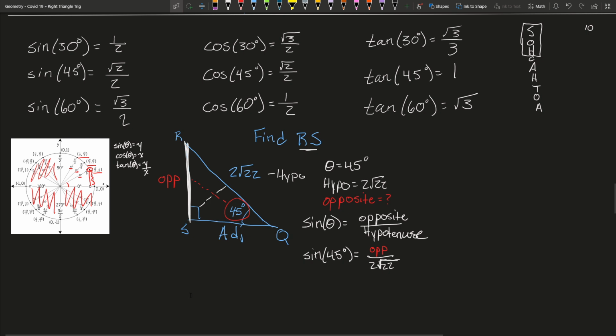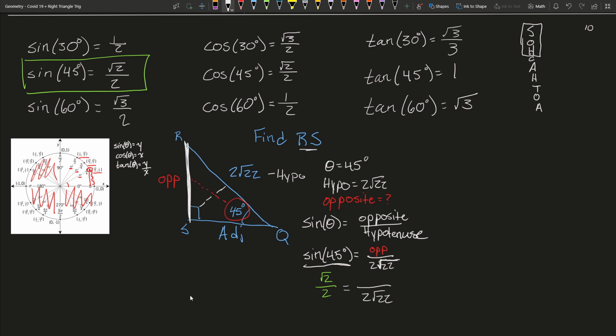Okay, now we need to do a little bit of groundwork in order to solve for the opposite side. So again, though, we can just start with substitution. So we have this sine of 45. And if we look up at the values that I gave you, we have that the sine of 45 is really equal to rad 2 over 2. So now we have rad 2 over 2 is equal to the opposite side over 2 rad 22. And again, we just need to solve for the opposite side.